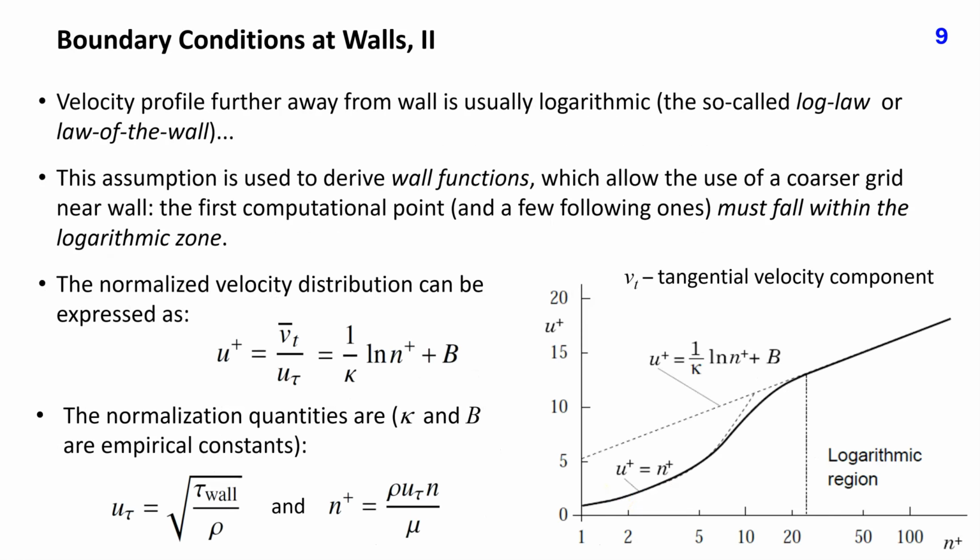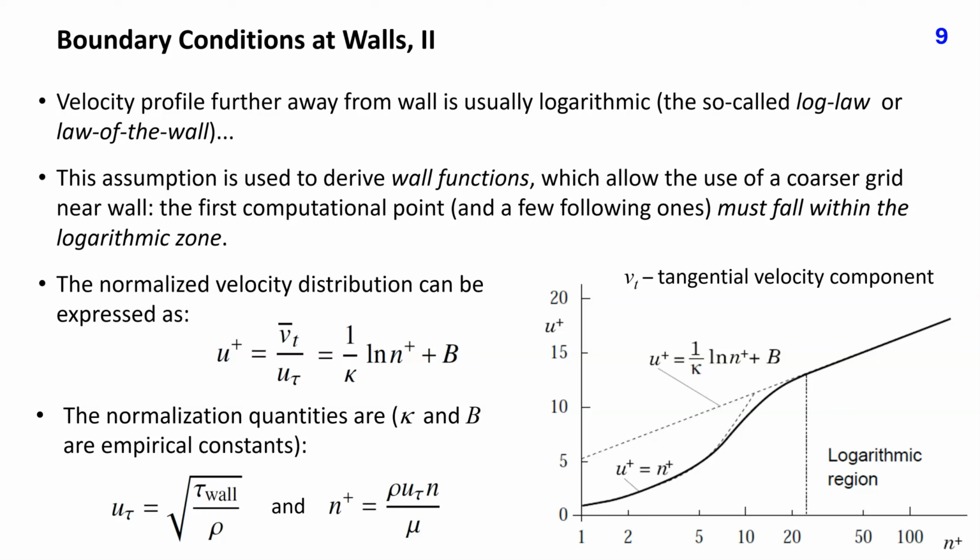Velocity profile further away from wall is usually logarithmic, which is known as the so-called log law or law of the wall. This assumption is used to derive wall functions, which allow the use of a much coarser grid near wall than when the linear range is resolved. The first computational point and a few following ones must fall within the logarithmic zone.